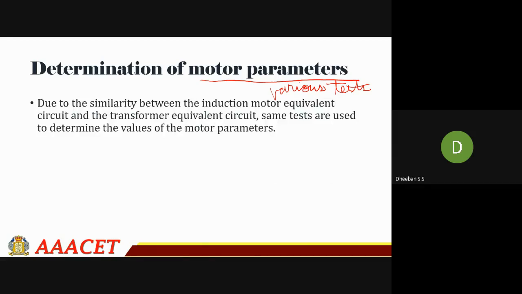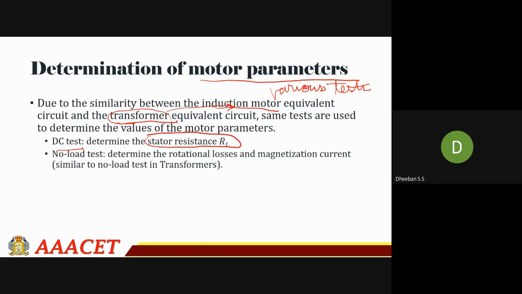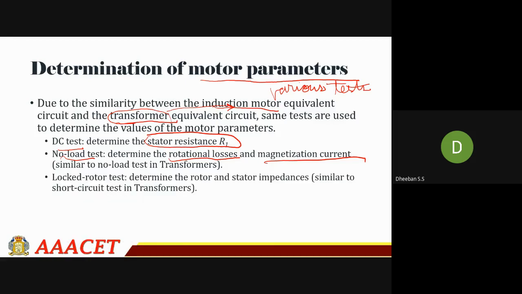Coming to the topic, due to the similarity between the induction motor and the transformer, the same tests you perform over a transformer are applicable to your induction motor also. Here we will be doing a DC test to determine your stator resistance R1, followed by a no load test for determining your rotational losses and magnetization current. Then the locked rotor test to determine your stator and rotor impedances.